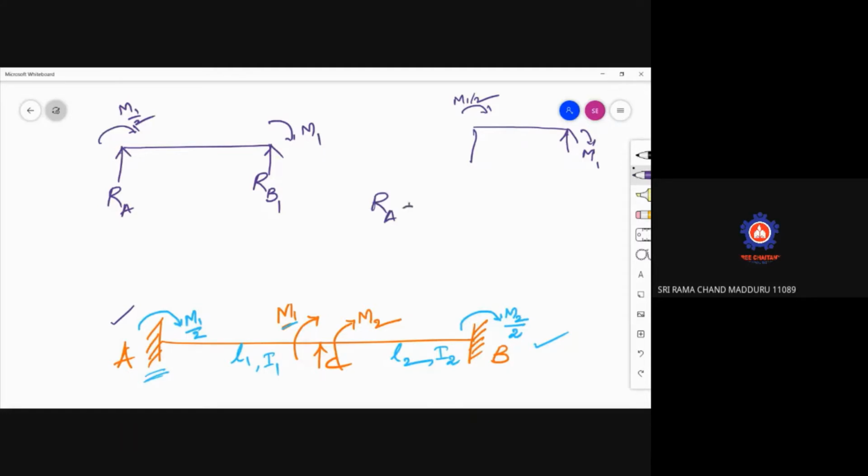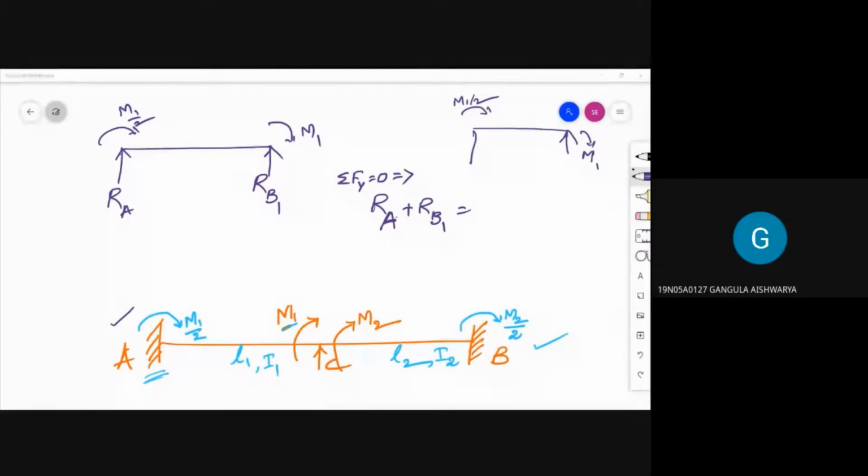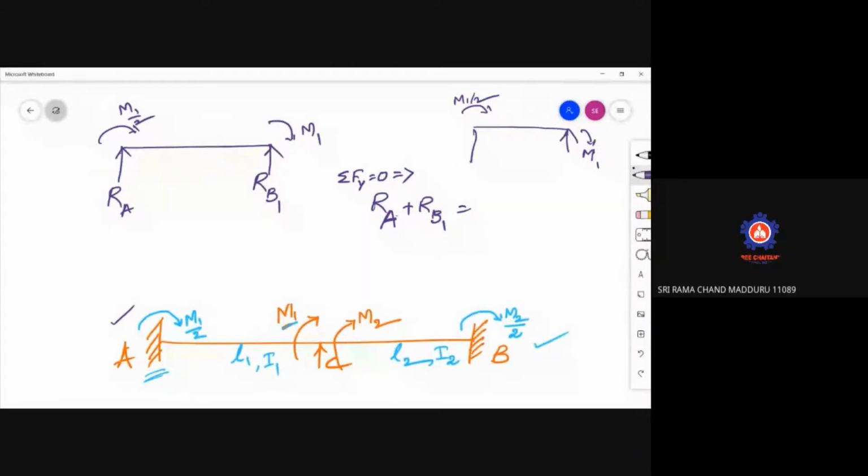Just write down what will be the value of RA plus RB1. Can anyone tell me, sigma Fy is equal to 0? RA plus RB1, what could be this value? 0. Yes, sir, 0. Why? Because there is no load, as sigma Fy is equal to 0, there is no loading. So RA plus RB1 is equal to 0. Now taking moment about A is equal to 0, this is your span L. So in this one, RB1 is there.